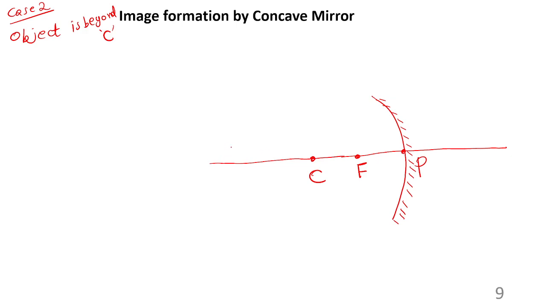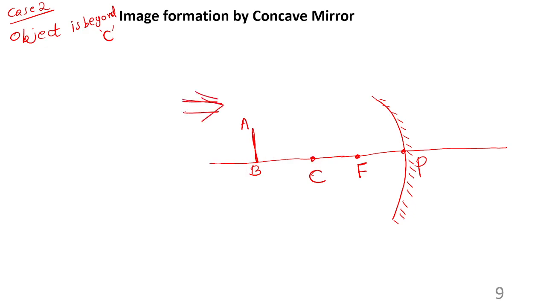So I have placed a candle somewhere away from C. The candle will have a height. Candle or tree, whatever may be, is placed away from C. AB, or let it be a candle. A candle is placed in front of the concave mirror, but a little far away from the mirror, but not at infinity. A little far away from the center of curvature. Beyond C.